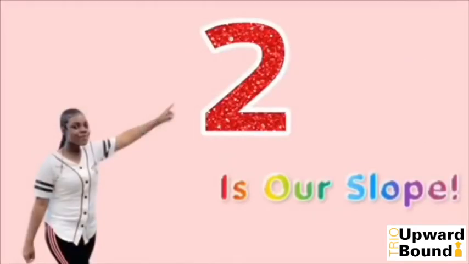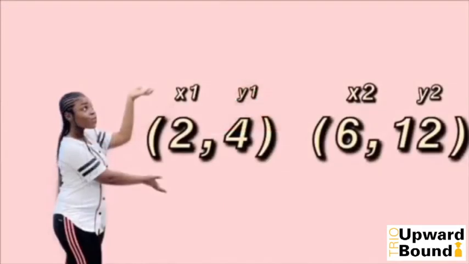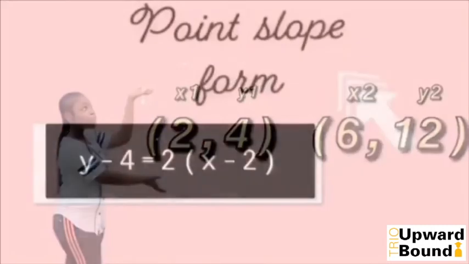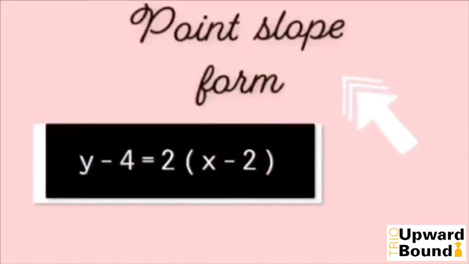2 is our slope. Now that we have our slope, we can go back and plug in one of the 2 points for the equation of a line in point-slope form. You could use any point you want, but I'm using the point (2, 4). And the equation of the line is y minus 4 equals 2 times x minus 2.